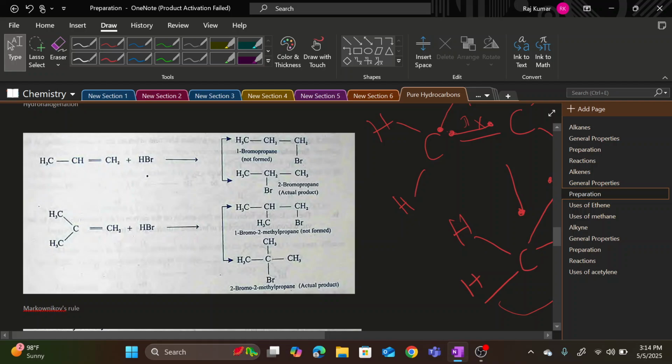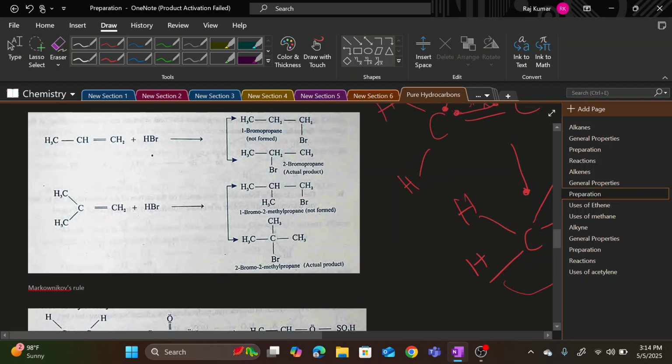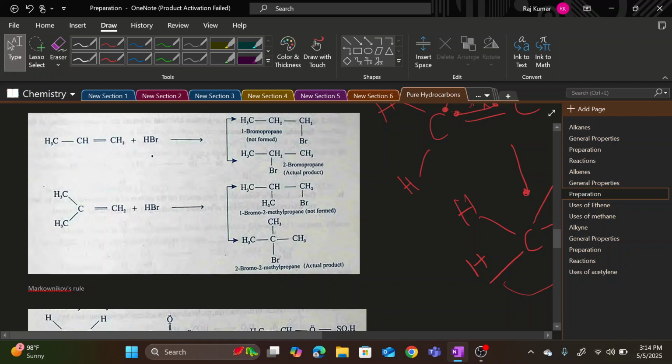which is known as Markovnikov's rule. What Markovnikov's rule says is that whenever there is the addition to an unsymmetrical alkene, you will always add the nucleophile on the carbon atom which is having the least number of hydrogens. The nucleophile will always be added to the carbon atom having the least number of hydrogens.